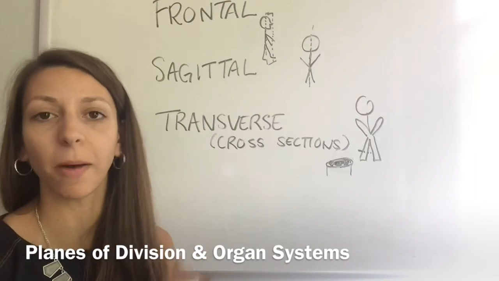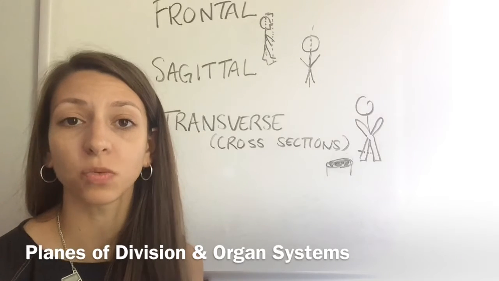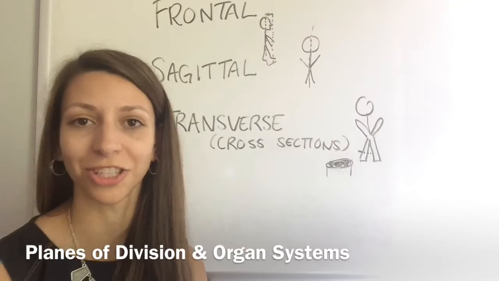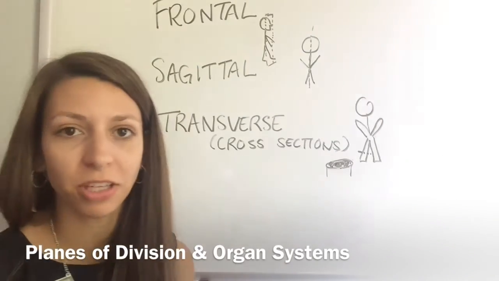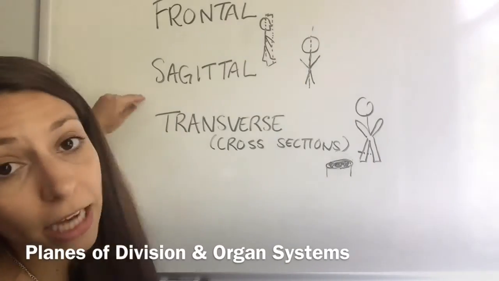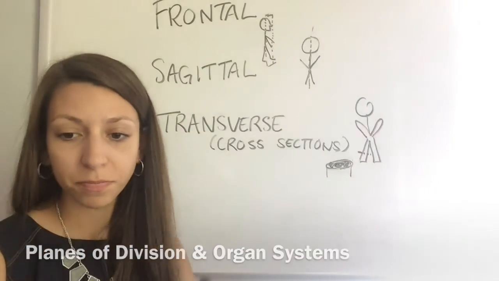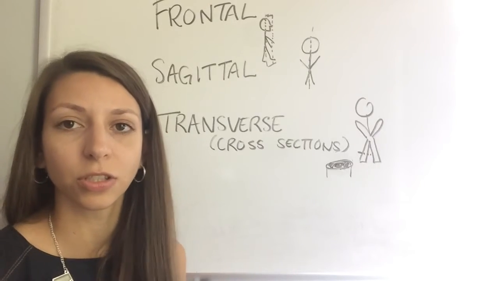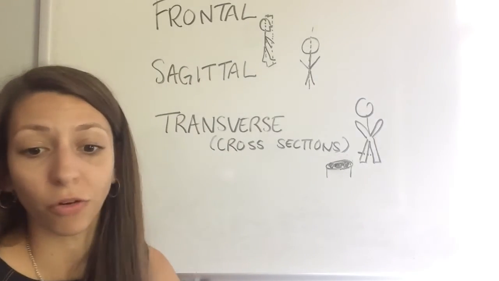We're going to talk briefly about planes of division when we're talking about anatomy, as well as some of the major organ systems in the human body that we'll be studying this year. Alright, so first are planes. The three main planes that we're going to be talking about this year are the frontal, sagittal, and transverse planes. Now, these are planes of division. And we talk about these if we want to get cross sections or look at an organism from a different perspective than we already normally see it.